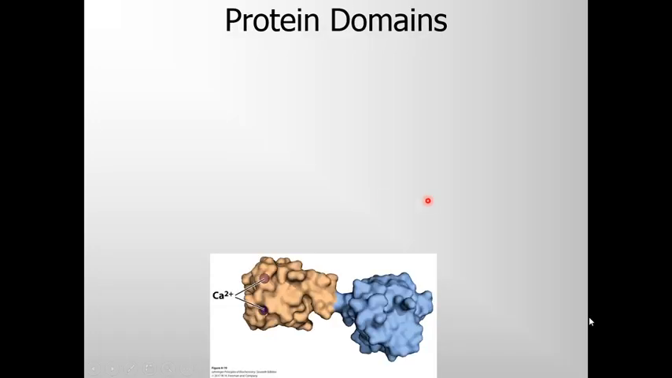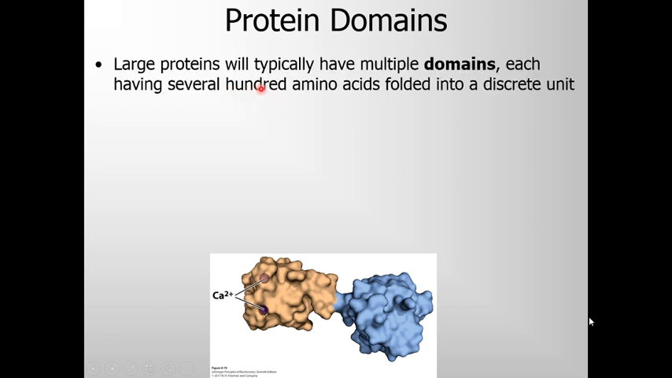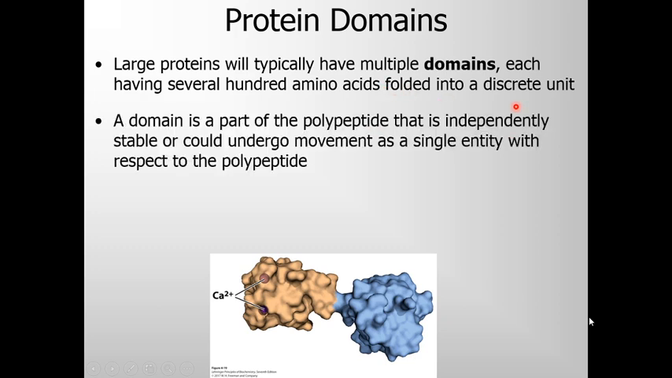The second important term that we need to define is called a domain. Large proteins will typically have multiple domains, each having several hundred amino acids folded into a discrete unit. But what is a domain? A domain is a part of the polypeptide that is independently stable or could undergo movement as a single entity with respect to the polypeptide.